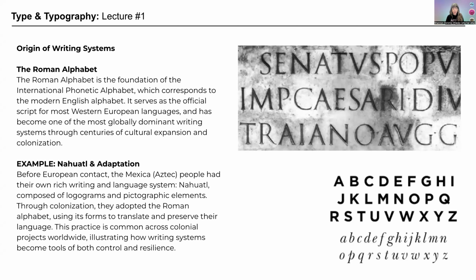And this gave them the ability to capture their histories and perspectives after colonizers had smashed, burned, and destroyed their libraries and records. So, this practice is common across colonial projects worldwide, which illustrates how writing systems become both tools of control and can also become tools of resilience.